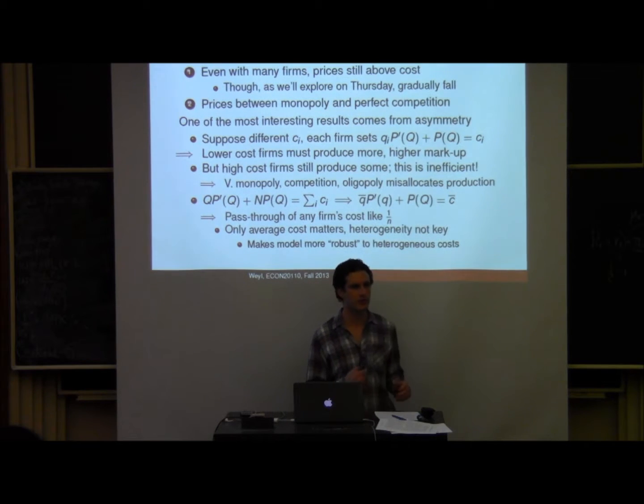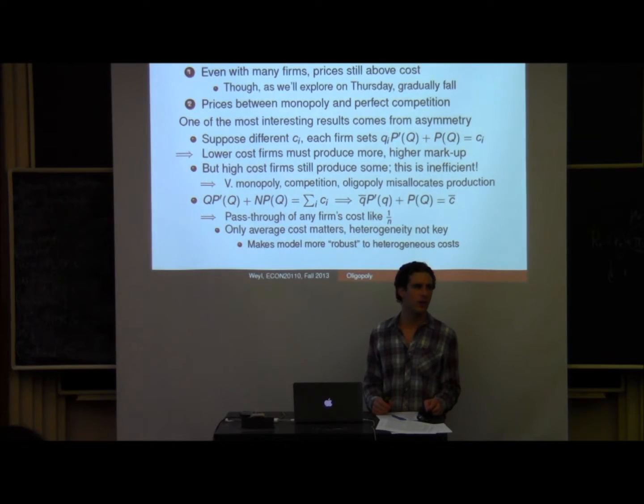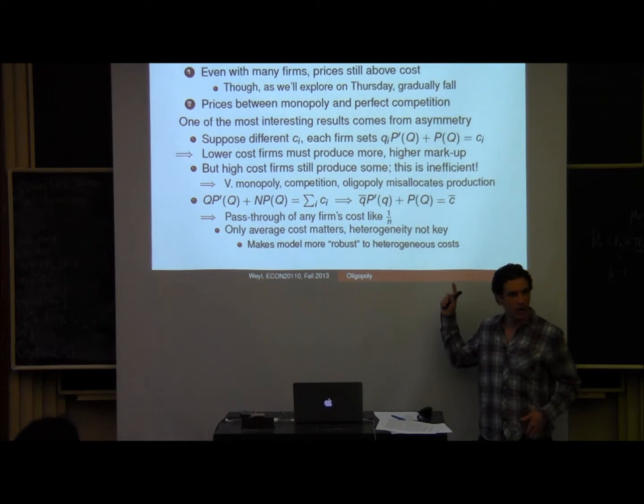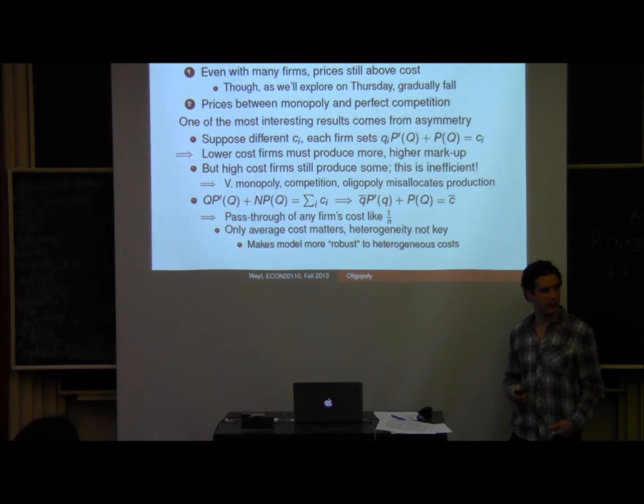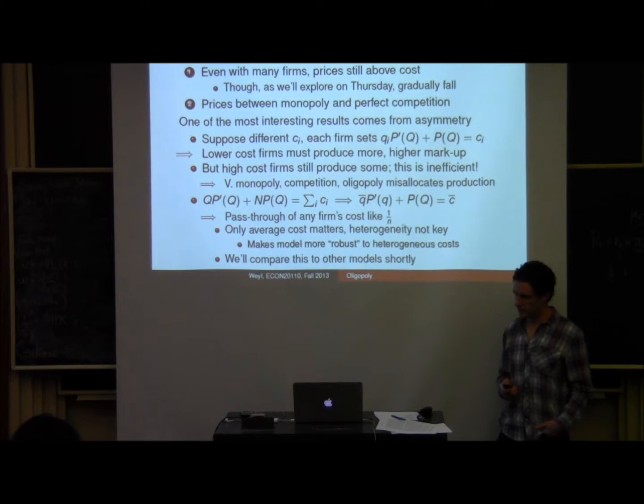And as we'll see in some models that we'll talk about later, a tiny change in one firm's costs can have a really big impact. Here that's not true at all. All the firms' cost changes have the same 1 over n impact, even if firms are heterogeneous.